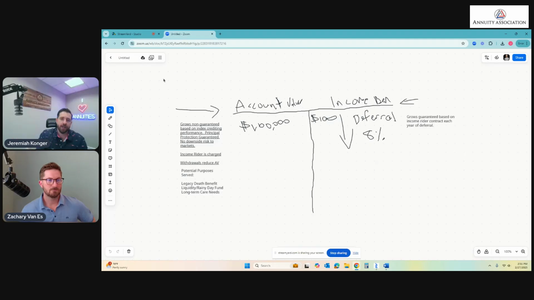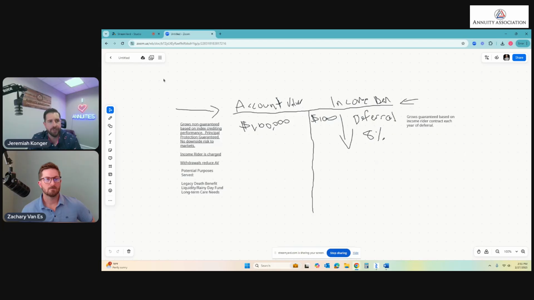On the right-hand side of your T-chart, that is where this income rider is coming into play. So you're going to have this income benefit account, essentially, that is where another guarantee is being bolted on to this contract. And this guarantee is centered around how that initial premium investment grows on a guaranteed basis over time.